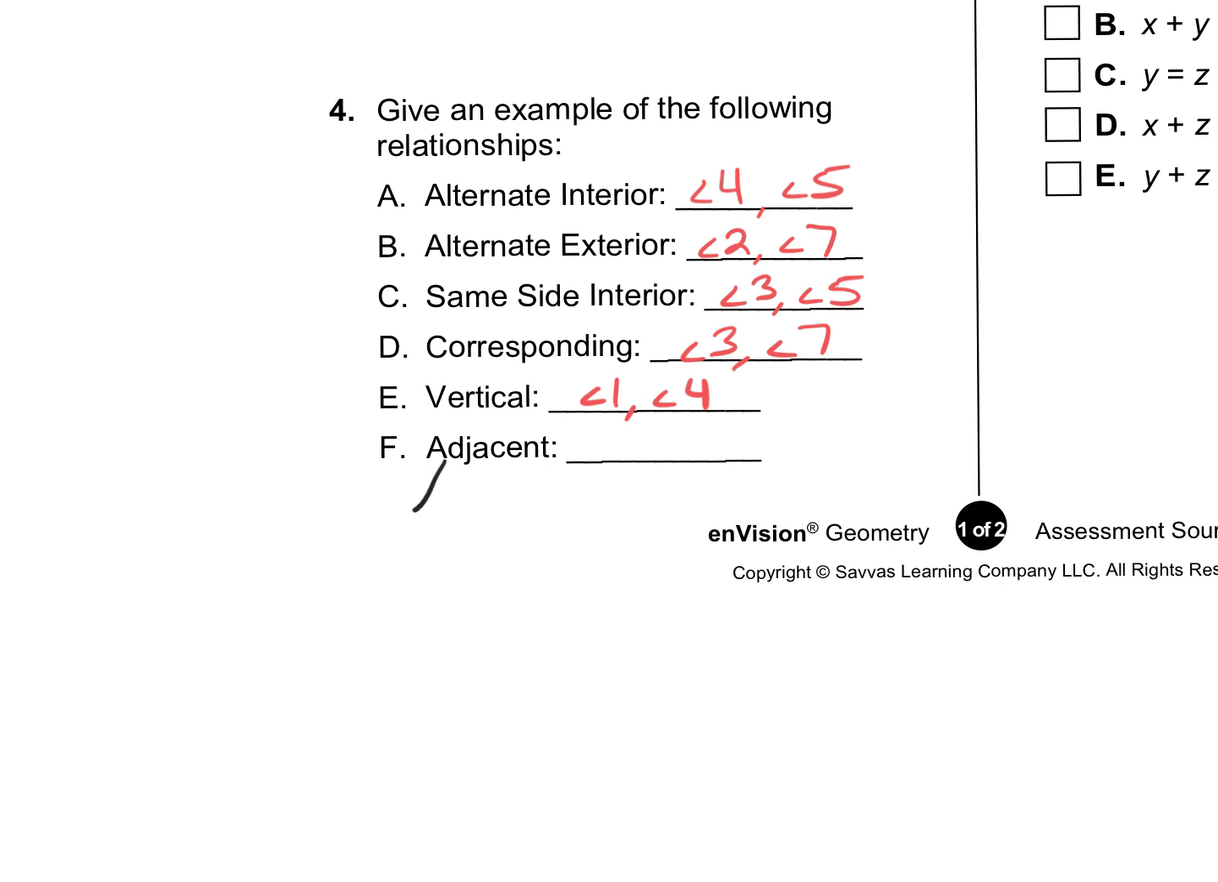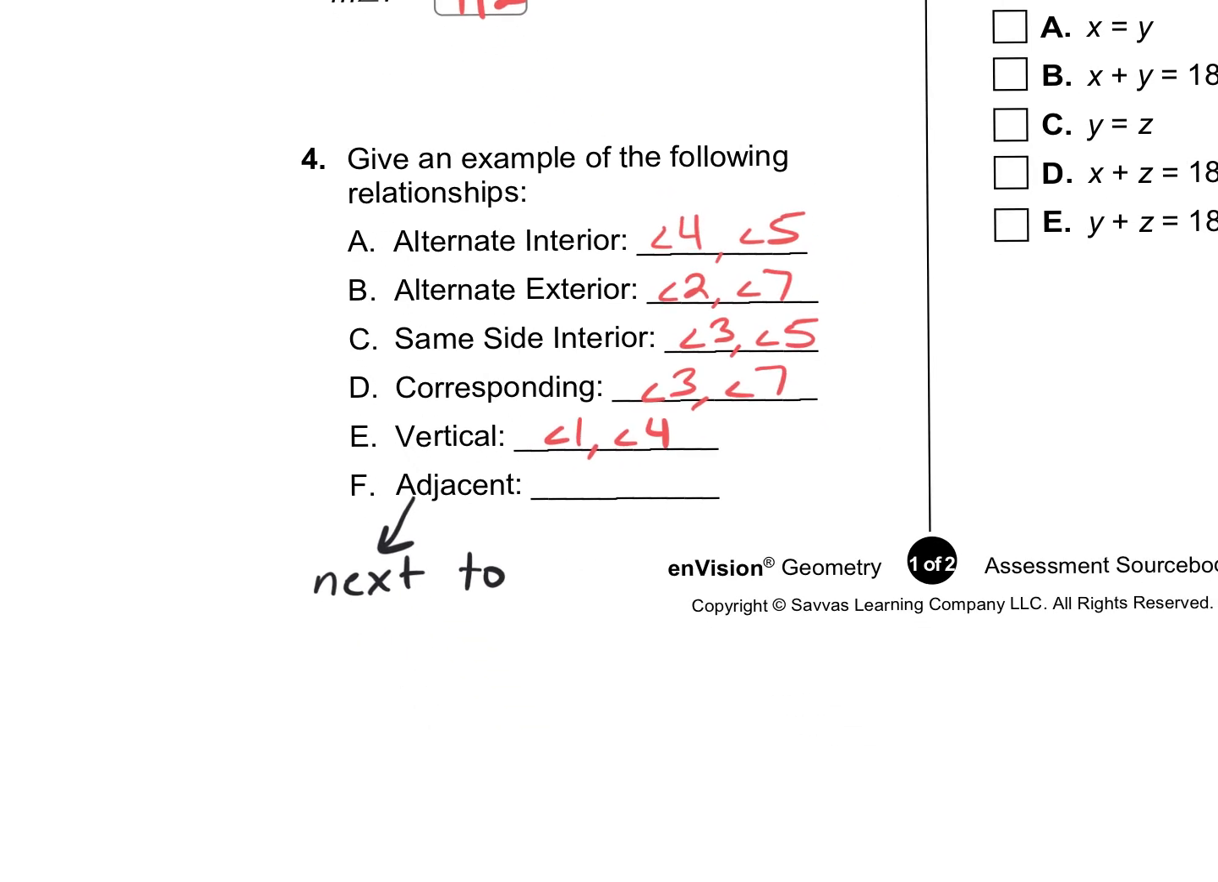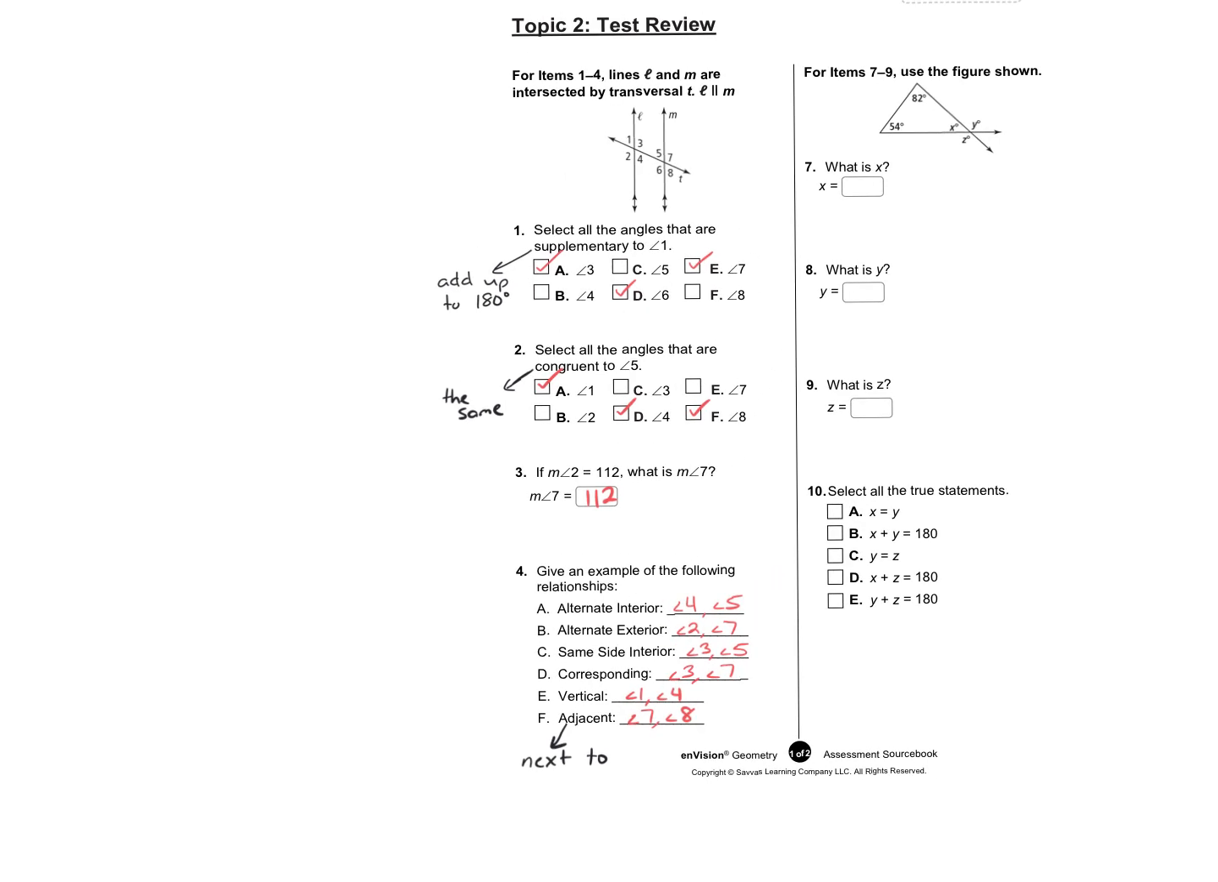Adjacent. Some of us forget what this word means. What does adjacent mean? Next to each other. Yep, next to each other. Give me an example of adjacent angles. 7 and 8 would work. There's a bunch of different examples that would work. Angle 7 and angle 8. Are there any questions on 1 through 4?